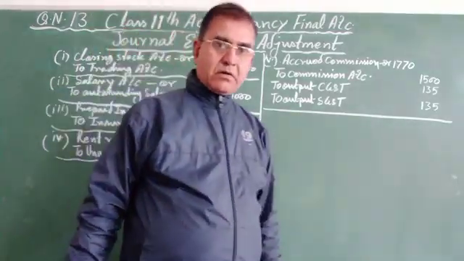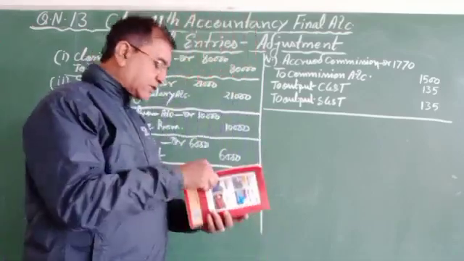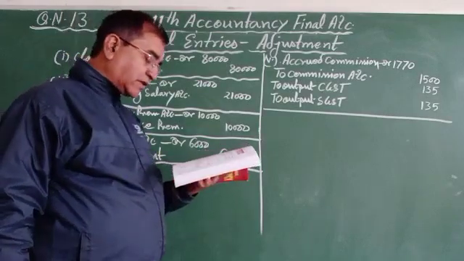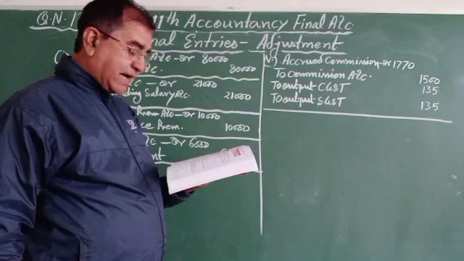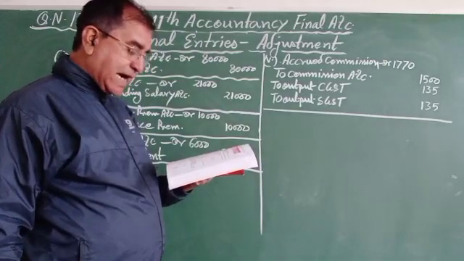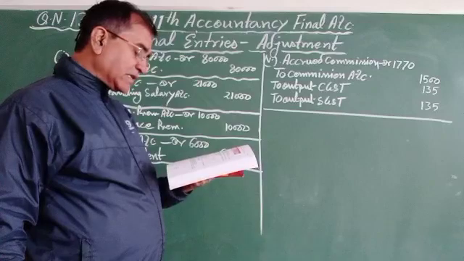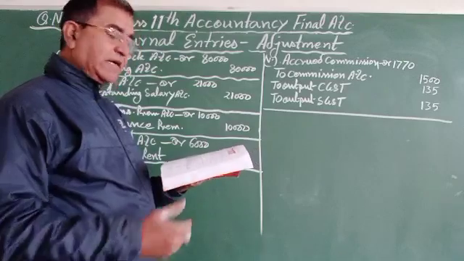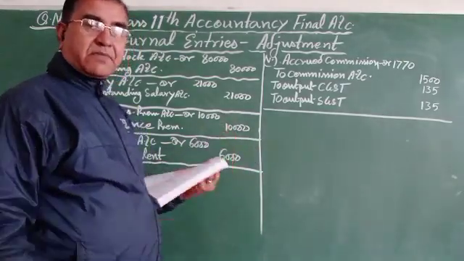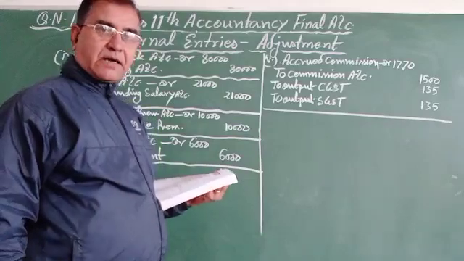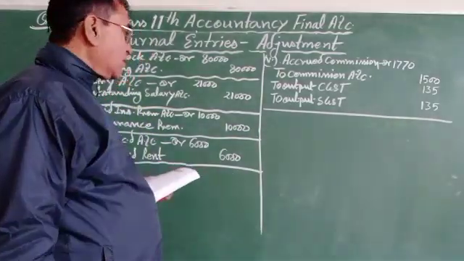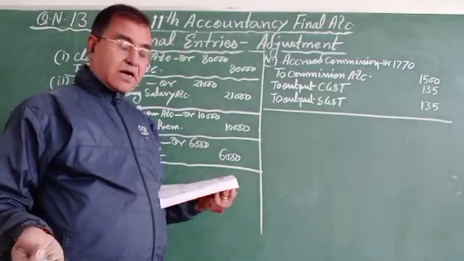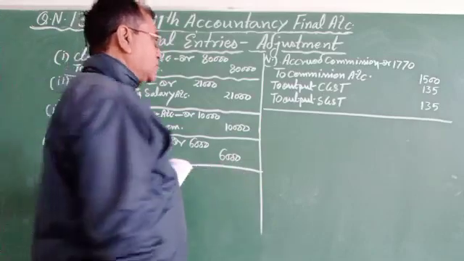Now next that is given, the goods costing rupees 20,000 destroyed by fire and the insurance company admitted a claim for rupees 15,000 only. Only 15,000, the claim has been admitted by the insurance company. So dear children, what is the loss? It's a question. Loss is about the 20,000.